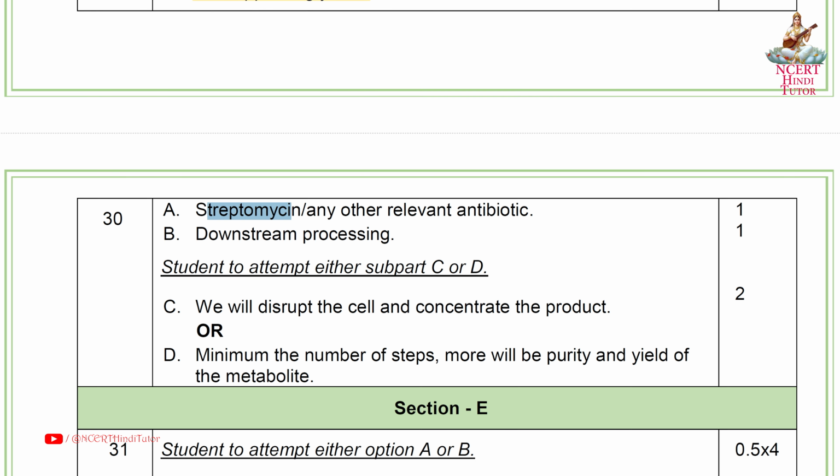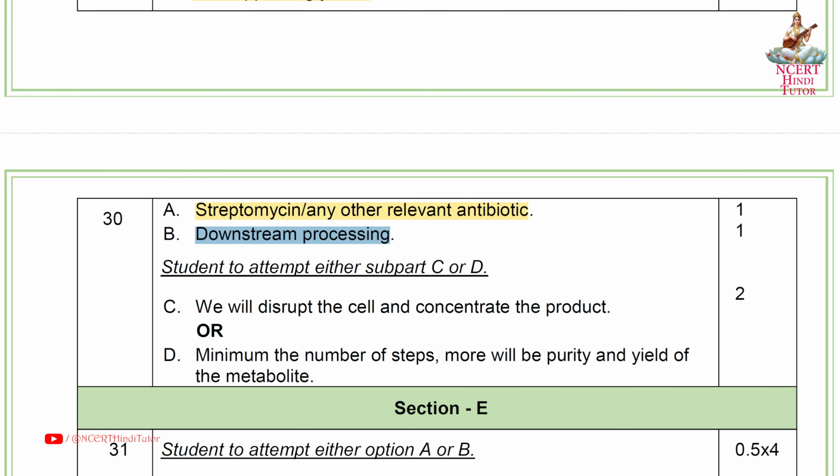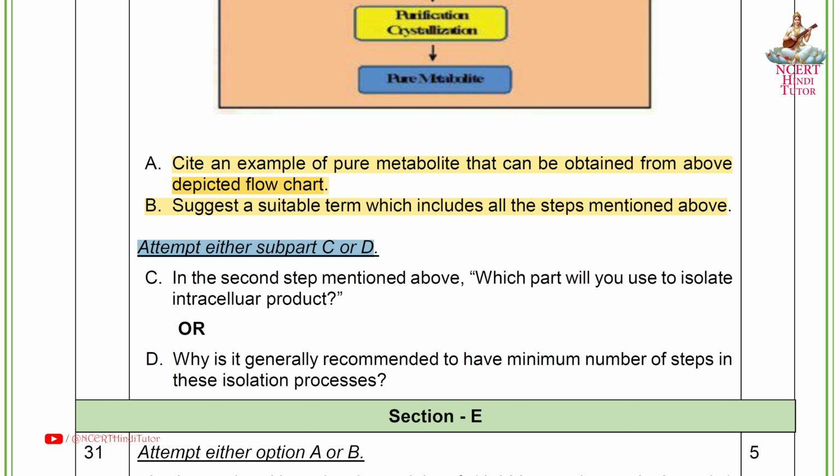A. Cite an example of pure metabolite that can be obtained from above depicted flow chart. Answer. Streptomycin, any other relevant antibiotic. B. Suggest a suitable term which includes all the steps mentioned above. Answer. Downstream processing.